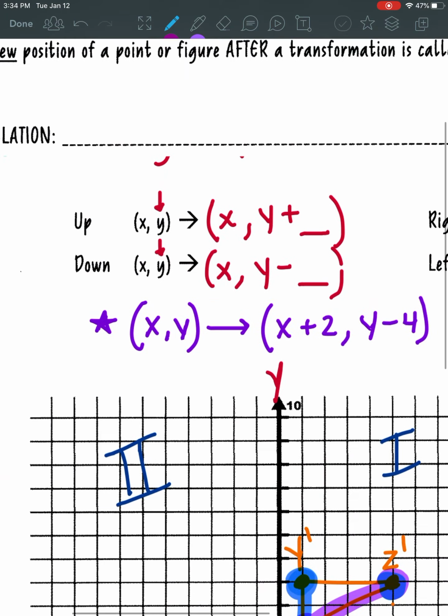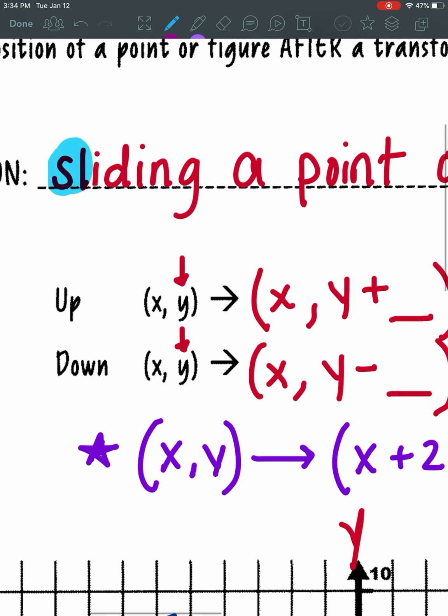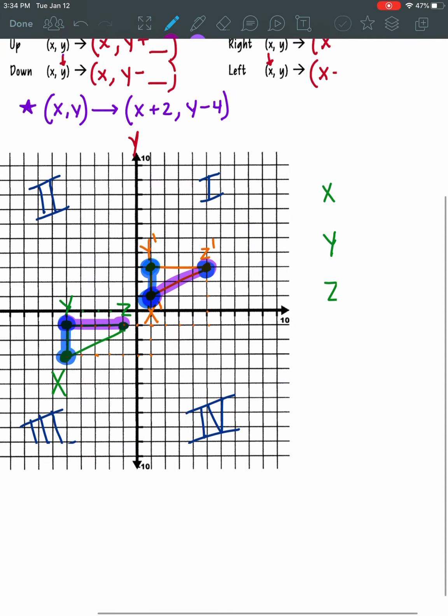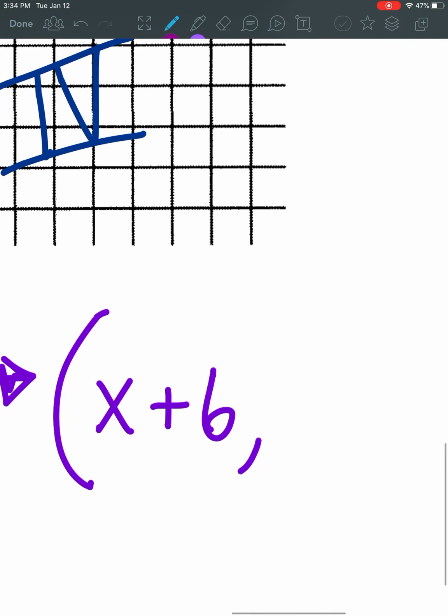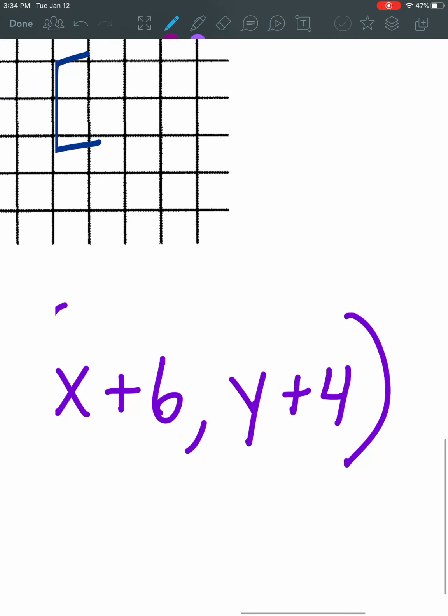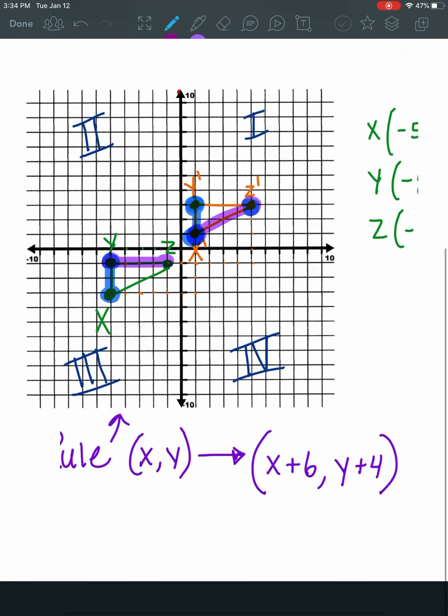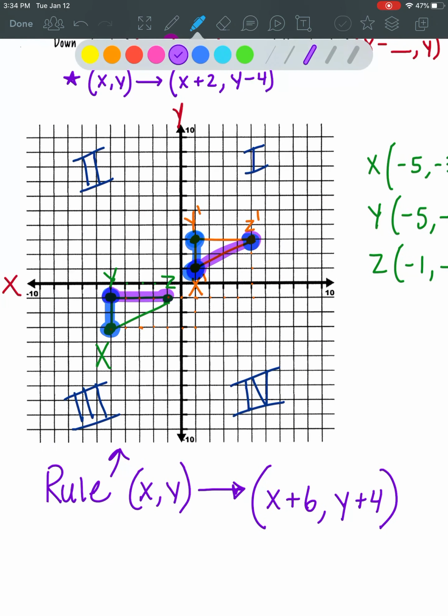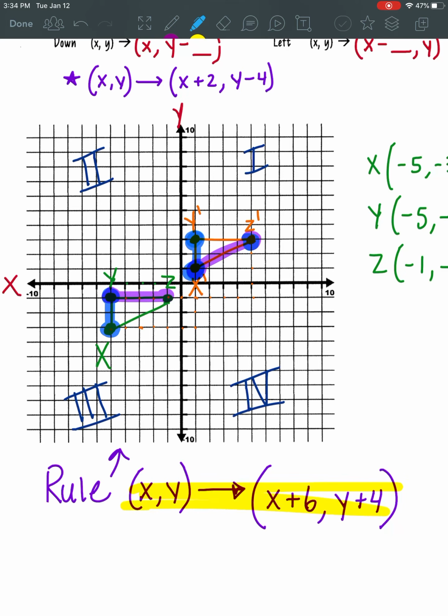And then comma, what did we do with the Y? We went up. So again, look at our rules up here. Up means we're going to change our Y coordinate, and we're going to put it as Y plus however many we went up, and we went up 4. So Y plus 4. So here is what our rule looks like. There are times that I will just give you this rule and not tell you that we're moving right 6 and up 4, but you'd have to use the rule to determine where we're going, okay?